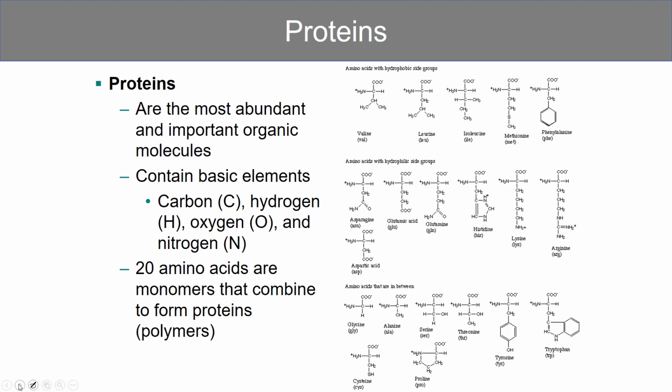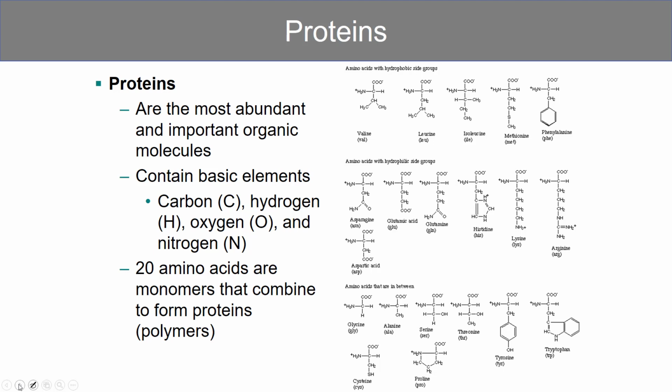Proteins are the most abundant and arguably the most important organic macromolecules. Remember, if we take the body and pick it apart molecule by molecule, we'd have four large piles. We'd have a pile of carbohydrates, a pile of lipids, a pile of proteins, and a pile of nucleic acids. Well, proteins would be the most abundant, the largest pile.